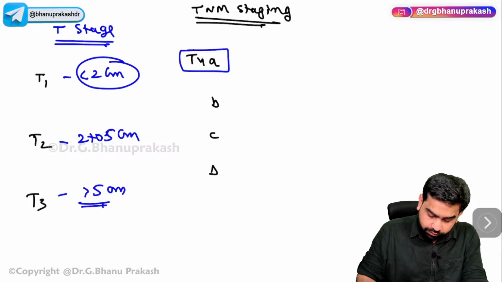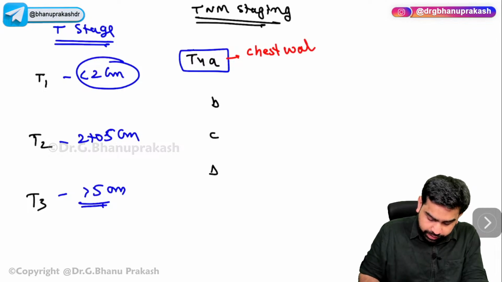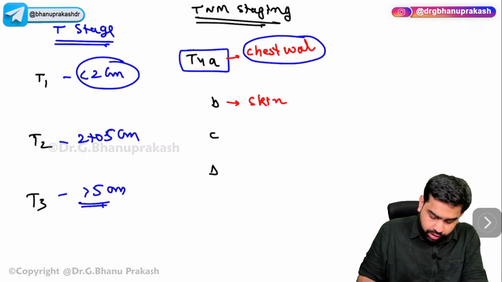So what is the T4A? T4A is involvement of the chest wall. And what about the T4B? T4B is involvement of the skin. Now the question they keep asking is what is considered to be a part of the chest wall?